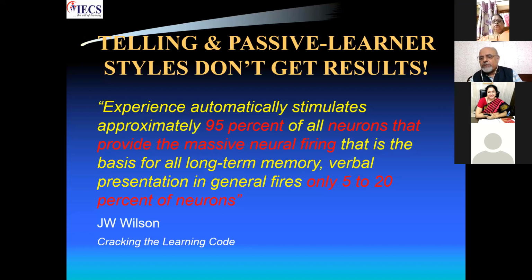What makes it happen to the tune of 95% is when a child does something with his own hands. When a child is passing through an experience, the experience stimulates his brain and the neuron firing takes place from one neuron to another. The connections are built up, and when the connections are built up, learning happens.